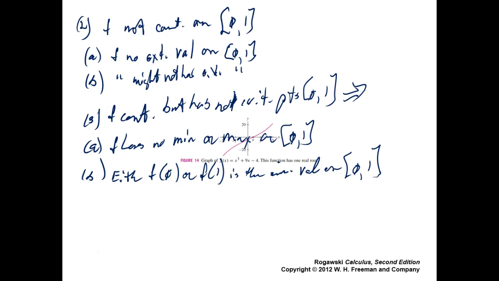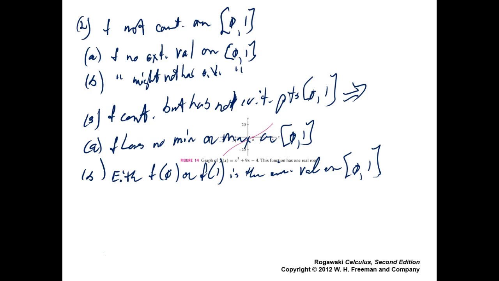So would it be B? It would have to be B. Either f of 0 or f of 1 is your minimum value, and the other one's going to be your maximum value. Exactly. All right, good deal. So, pretty sure the back of the book said B, but let's just check and see. Sure enough, yep, 3B. Good deal.